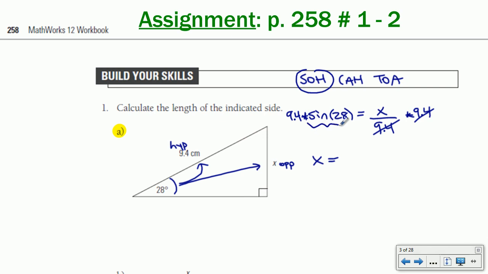Now sine of 28 should be 0.469-ish, so you can check that. You multiply that number by 9.4 and we get 4.4 centimeters.